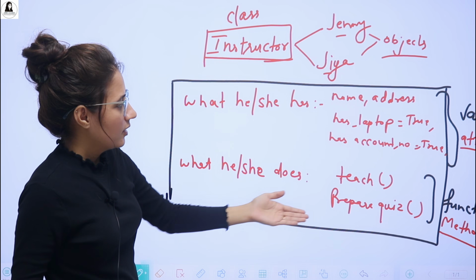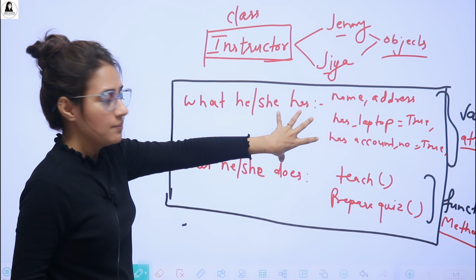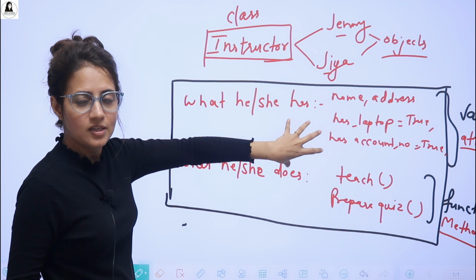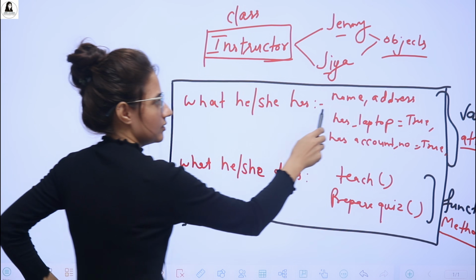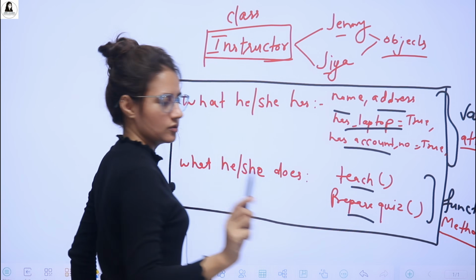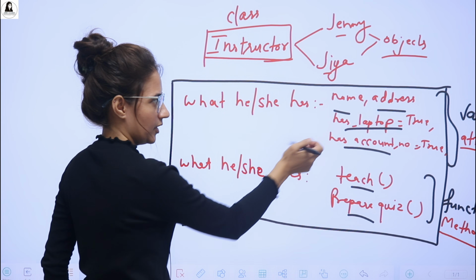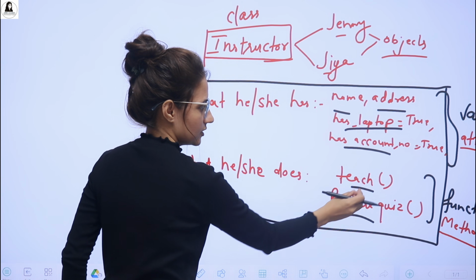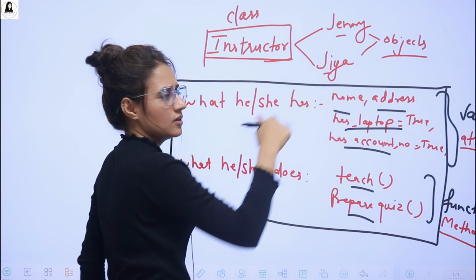Jenny, Jia, Pradeep, Akash, Payal, many instructors of the same blueprint, right? So every instructor will have name, address, these attributes and these two functions. If you create an object using this blueprint, then the actual values would obviously be different, because the name of every instructor is different.